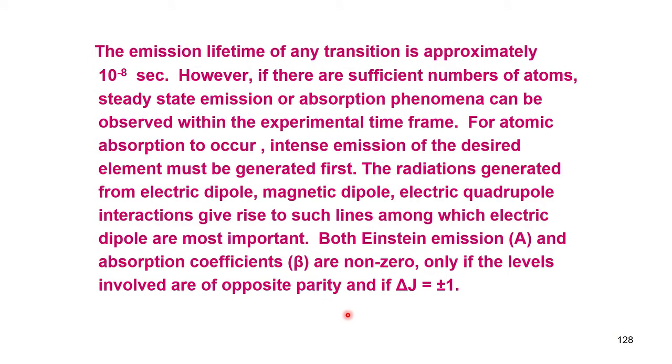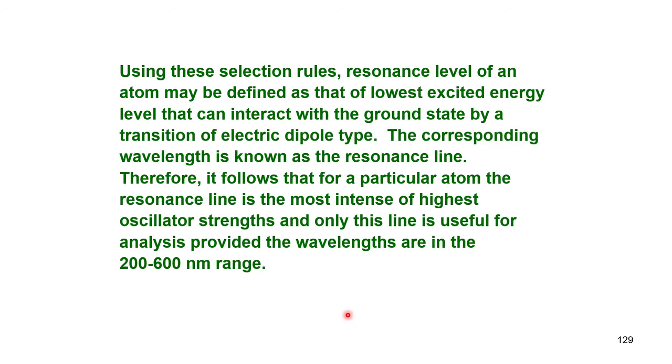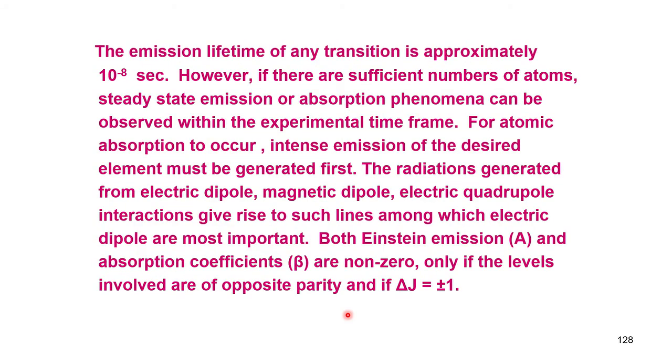Both Einstein emission and absorption coefficients are non-zero only if the levels involved are of opposite parity and if delta J, the difference between the two, is plus or minus 1. That means the energy levels must be in resonance. This is one of the selection rules only: if delta J is plus or minus 1. If it is plus or minus 2, definitely it will not work.